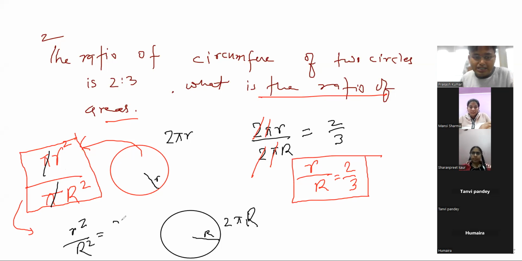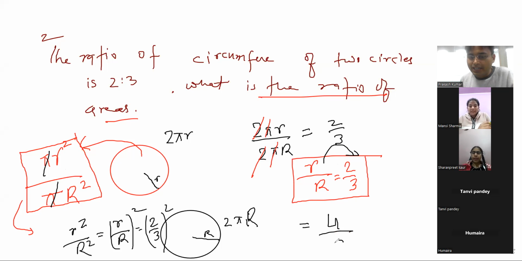or it can be written as r by r whole square. And you know r by r is 2/3, right? So I can put here 2/3 whole square, right? So what will be the answer? 4/9 or 4:9. Okay, we can do this question. Easy peasy.